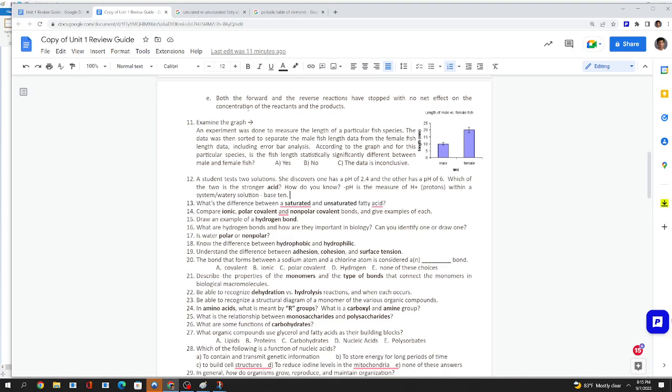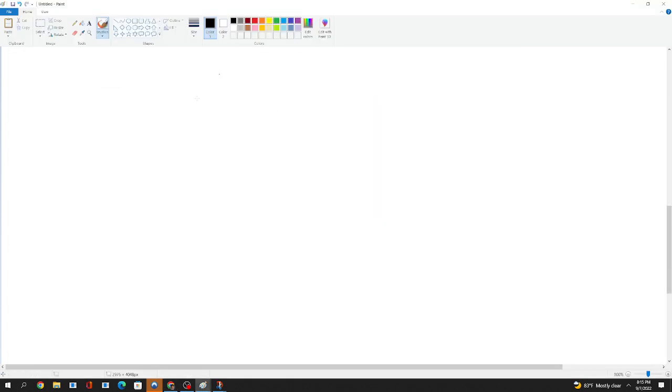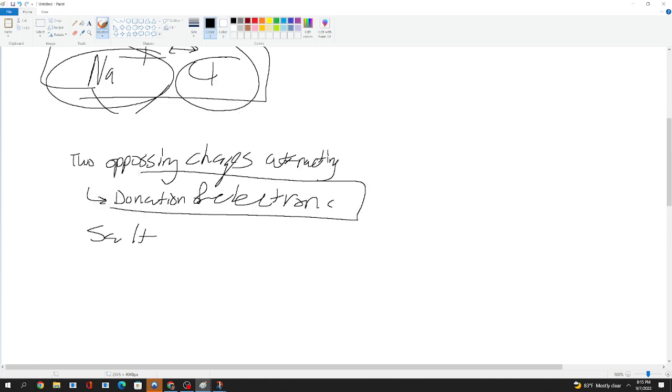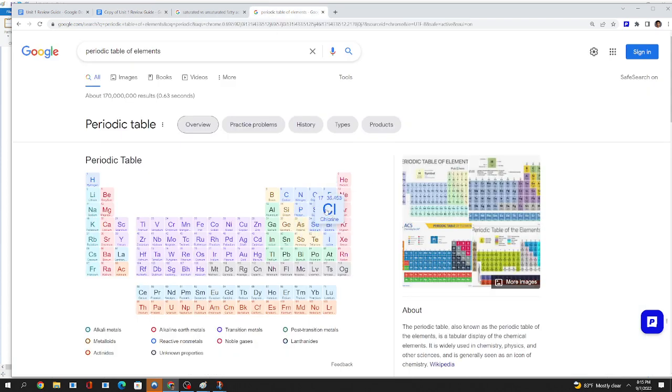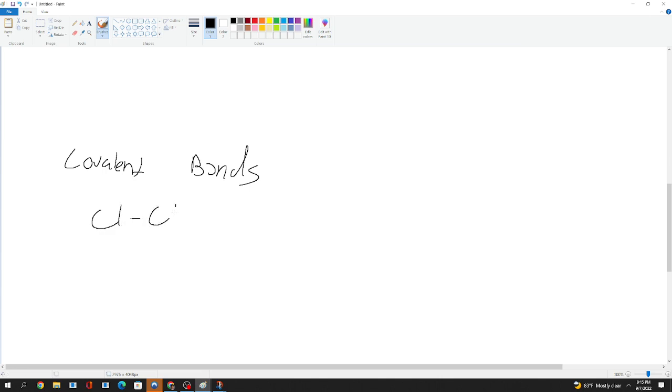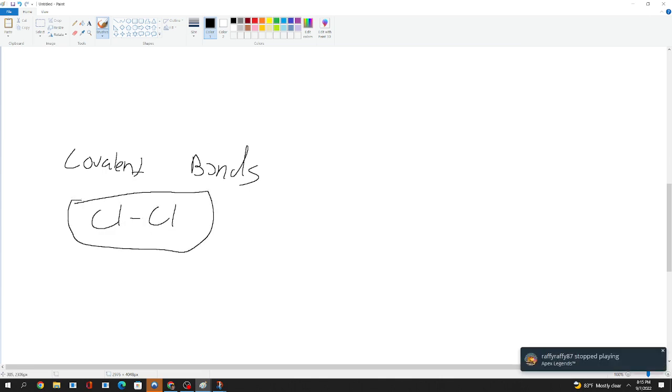Then you have things called polar covalent and non-polar covalent bonds. Let me tackle what a covalent bond is first. Instead of the donation of electrons, you're going to have the sharing of electrons. If chlorine wants to bond with oxygen, these guys really can't give one another electrons. So chlorine will just bond with chlorine, and they're just going to be neutrally sharing electrons, right?